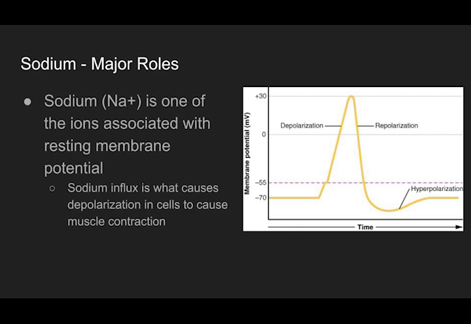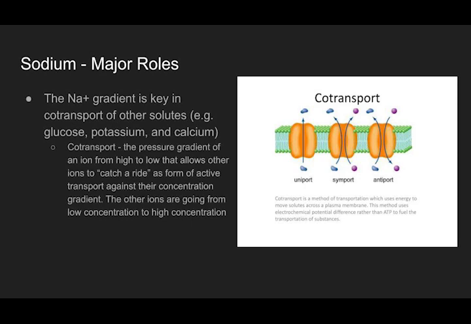Sodium has many major roles in the body. One of those is that sodium is one of the ions associated with the resting membrane potential. And a sodium influx is what causes depolarization in cells to cause muscle contraction. Another major role is that the sodium gradient is key in cotransport of other solutes.